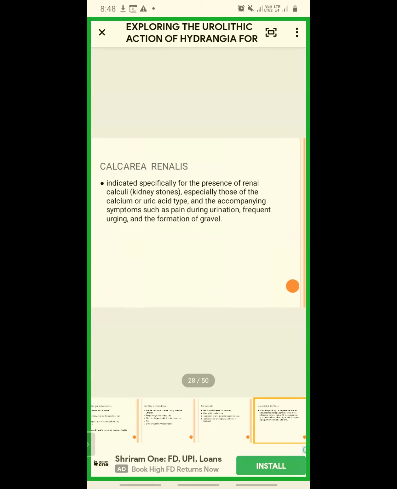Next important medicine is Calcarea renalis. It is usually given in 30 or 200 potency. It is one of the important medicines for renal calculi, and it can be given as a specific. Calcarea renalis is indicated specifically for the presence of renal calculi, especially those of calcium or uric acid type, accompanied by symptoms like pain during urination and frequent urging to urinate along with the formation of gravel.